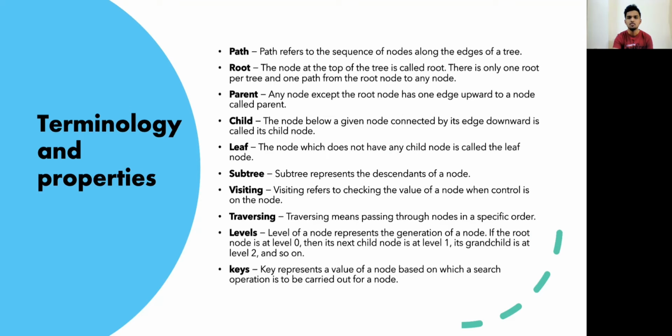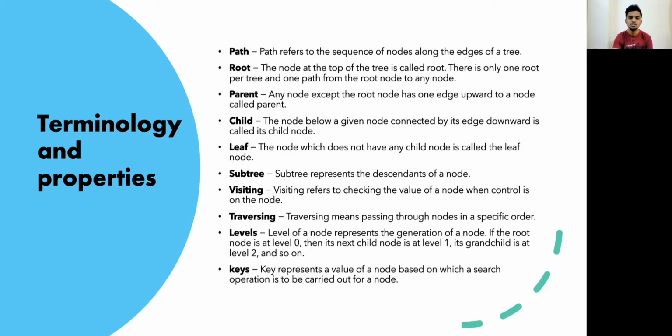Path. A path refers to a sequence of nodes along the edge of a tree. Root. The node at the top of the tree is called root. There is only one root per tree and one path from the root node to any node. Parent. Any node except the root has one edge upward to a node, which is called a parent. Child. A node below the given node connected by the edge downwards is called its child node.